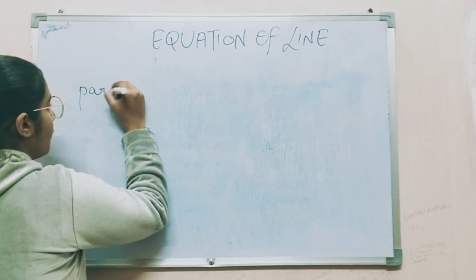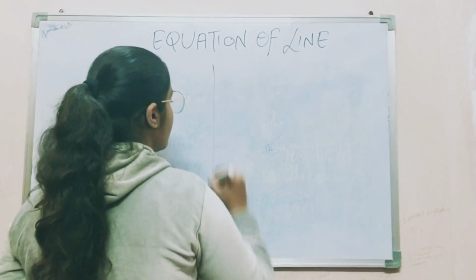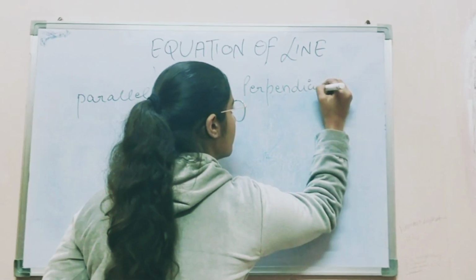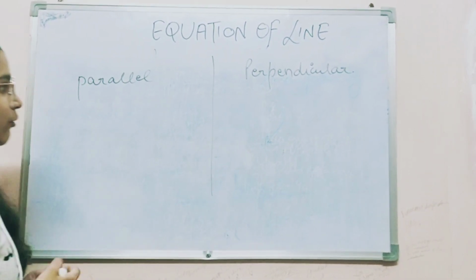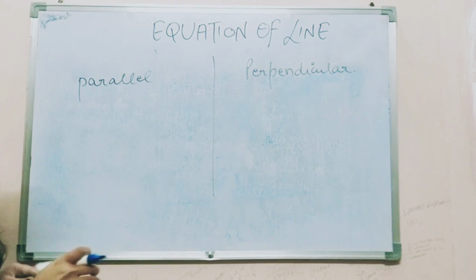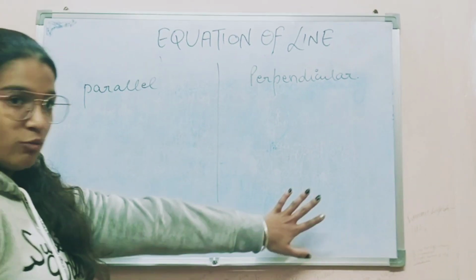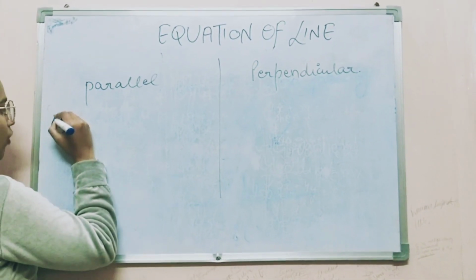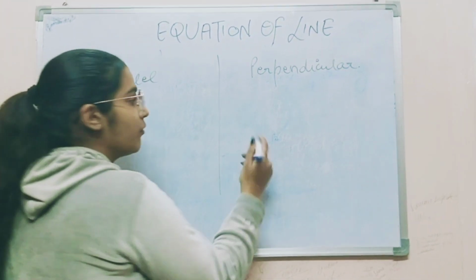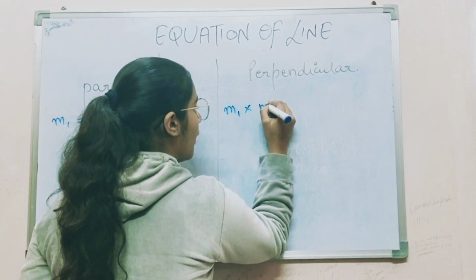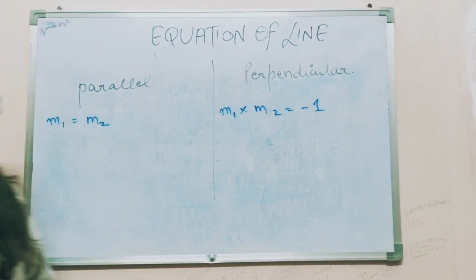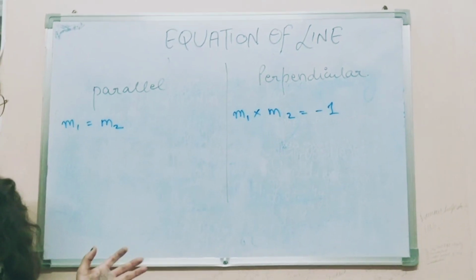Sometimes in the question, the words parallel and perpendicular are given to us. We are having different formulas for these two. For parallel, we are having the formula m1 equals to m2, and for perpendicular we are having the formula m1 into m2 equals to minus 1.